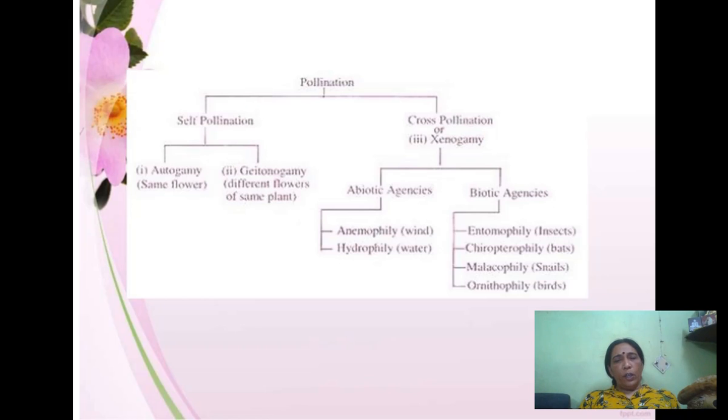Abiotic agencies include anemophily, that is with the help of wind, and hydrophily, with the help of water. When the transfer takes place with the help of water, it is called hydrophily. Whereas the biotic agencies include entomophily, that is transfer via insects, chiropterophily, transfer through bats, malacophily, that is transfer through snails, and ornithophily, transfer through birds.